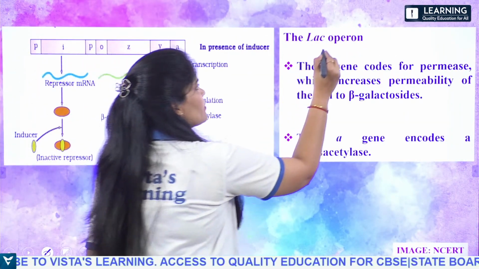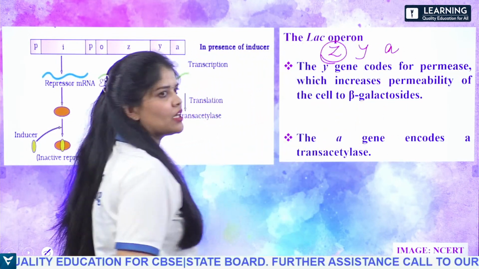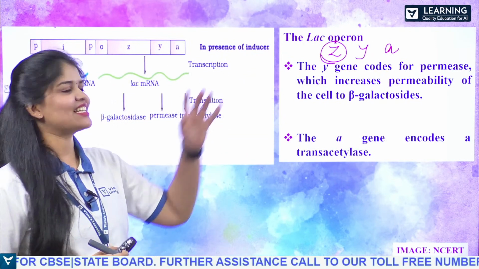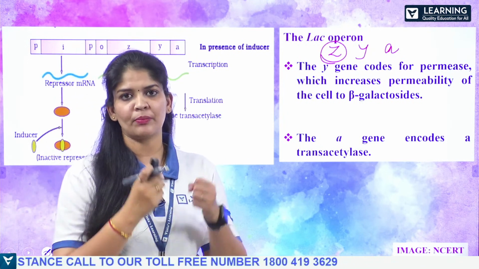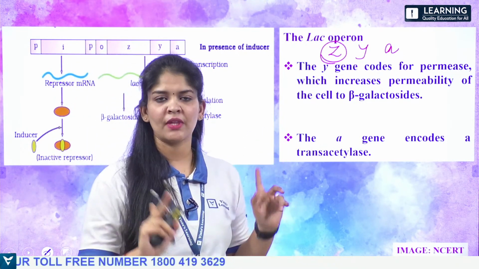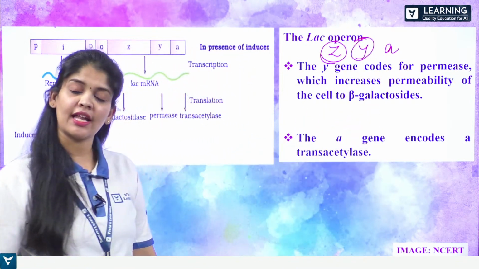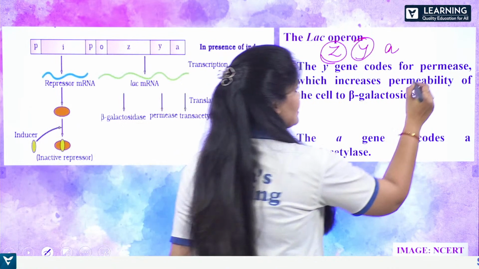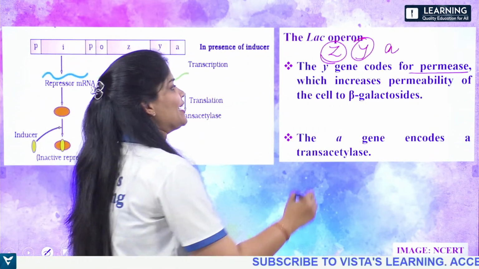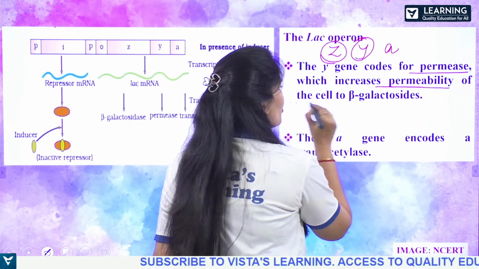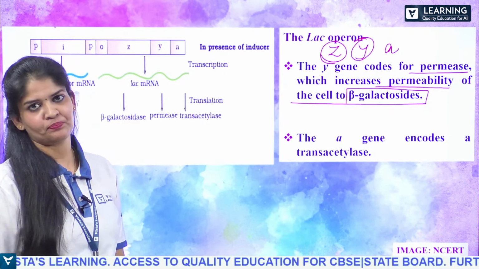Next we have Z, we have Y, we have A. Now we have known that Z codes for the beta galactosidase, which helps in the catalysis of the hydrolysis, that is a breakdown of the lactose into galactose and glucose. Now, what is the function of the next structural gene, that is Y gene? Y gene codes for another enzyme and that is called permease enzyme. What is the function of this permease enzyme? It will increase the permeability of the cell to the enzyme beta galactosidase.